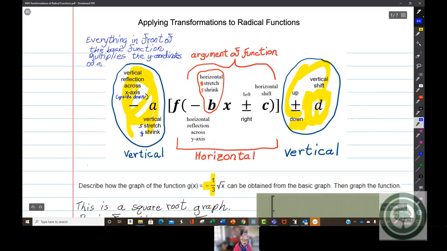Of all the points. And what are the points? They have x coordinates and y coordinates. So this is what gets multiplied by what's out here.